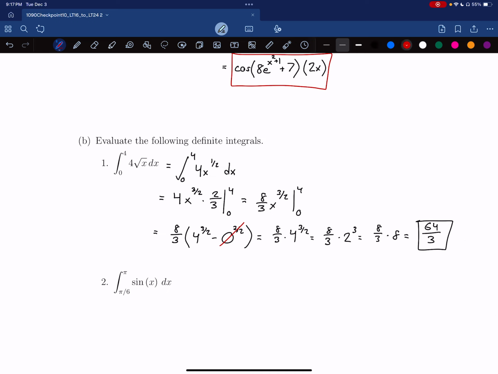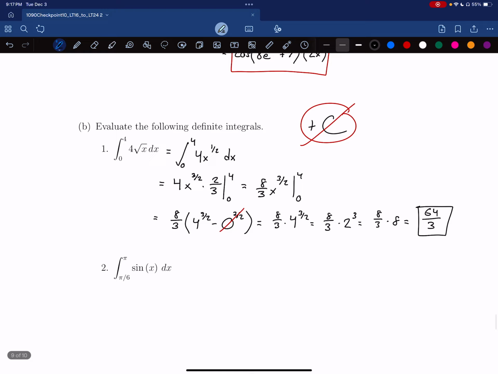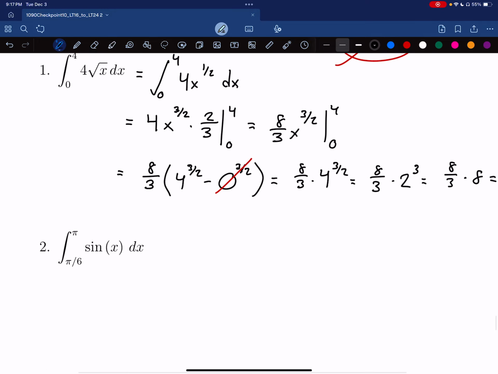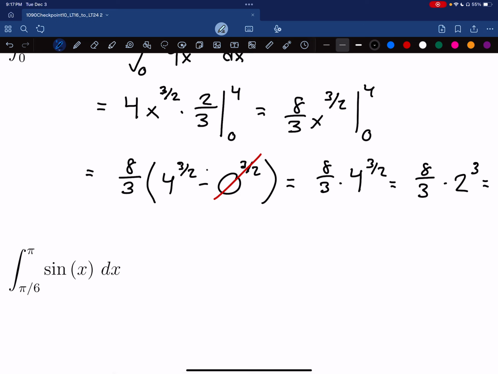I think on the last video with antiderivatives, I wrote a big plus c at the top, so I'm going to write plus c, and we're going to x that out. We don't want plus c's with definite integrals. The reason we don't need plus c's with definite integrals is, if I were to keep a plus c, I'd have like a 4 to the 3/2 plus c minus 0 to the 3/2 plus c, where that c gets subtracted away. So it just cancels itself out. So it's not really there anymore.